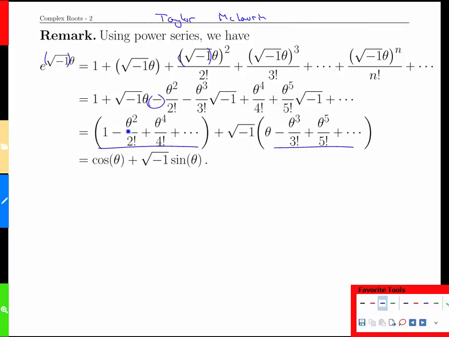Those two series are incredibly famous in their own right, and those are exactly equal to the cosine of whatever this input is, and notice we factor out the square root of -1, so everything in here is a real number.